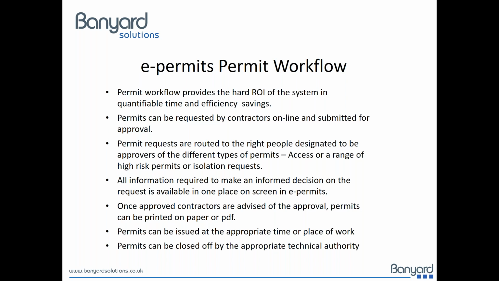All information required to make informed decisions is available on one screen in ePermits, and once a permit has been approved, contractors are advised back by email of the approval, and the permits can then be either printed off on paper or in electronic format as a PDF document. Permits can then be issued at the appropriate time or place of work, and then obviously closed off at the end by the appropriate technical authority.